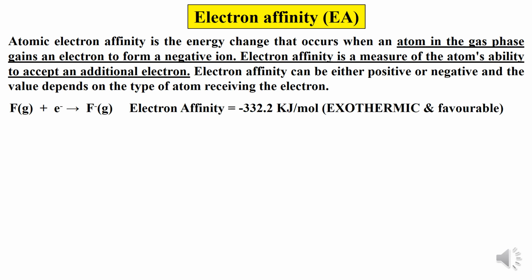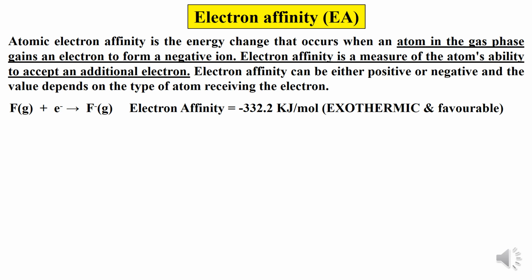A fluorine atom in the gas phase gains an electron to form a negative fluoride ion, and its value is minus 332.2 kilojoules per mole. So this is the amount of energy released during the reaction, and the negative sign shows that energy is released when the fluorine atom accepts the electron, and therefore it is an exothermic process and it is a favorable reaction.